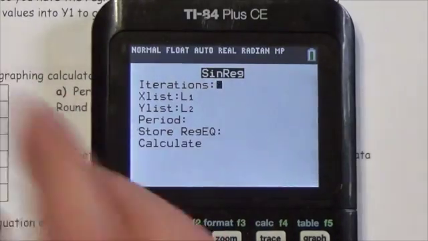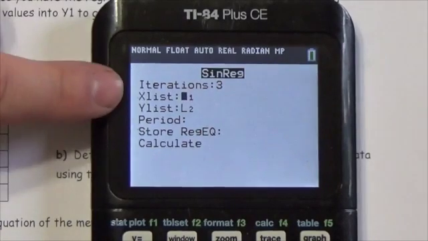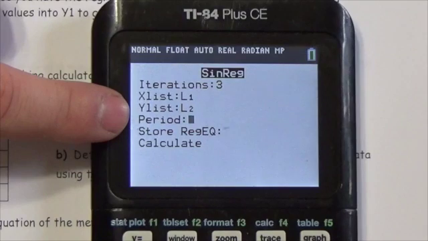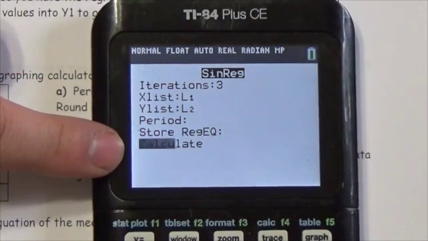Now, when my calculator does this, it opens up this menu right away here. What you want to make sure is that your X list is list 1, your Y list is list 2. We're just going to run down here and let the calculator assume everything else is correct the way it's supposed to be. So calculate.